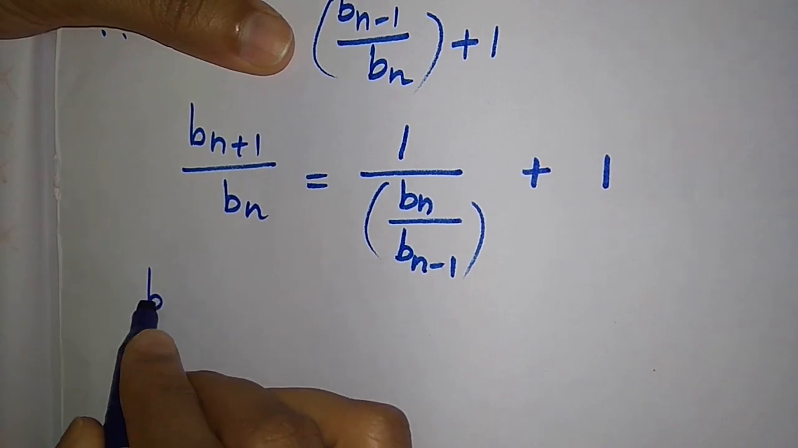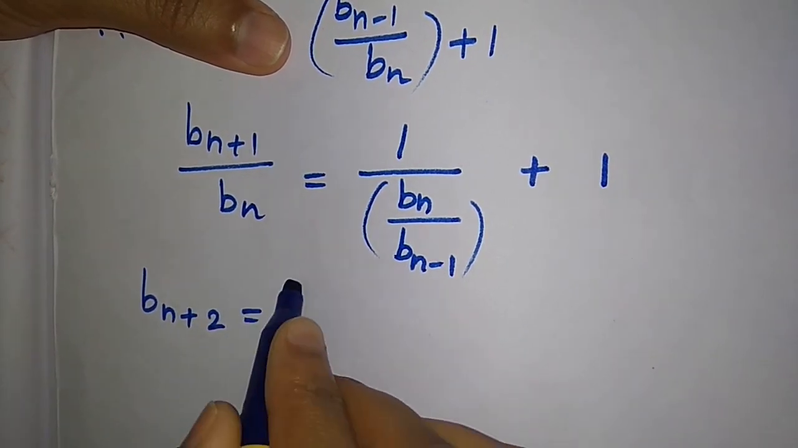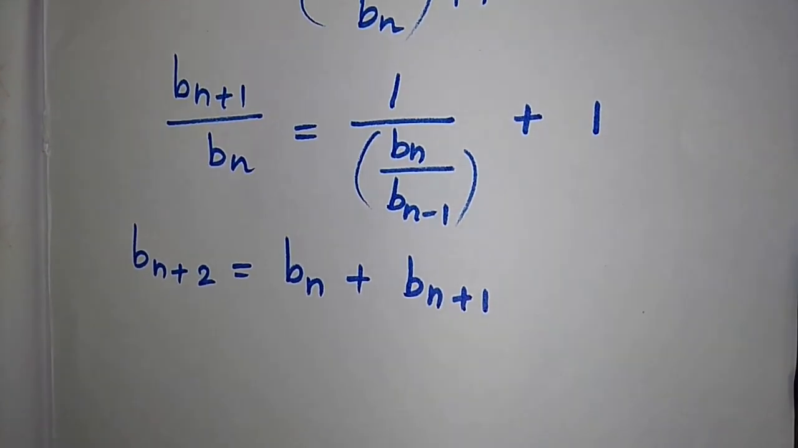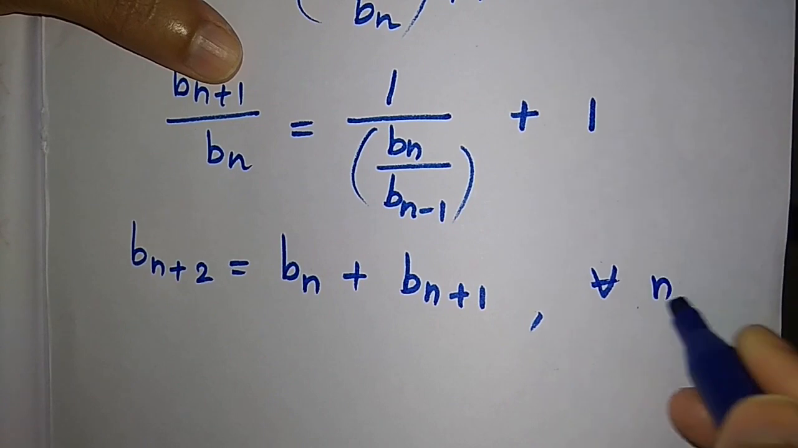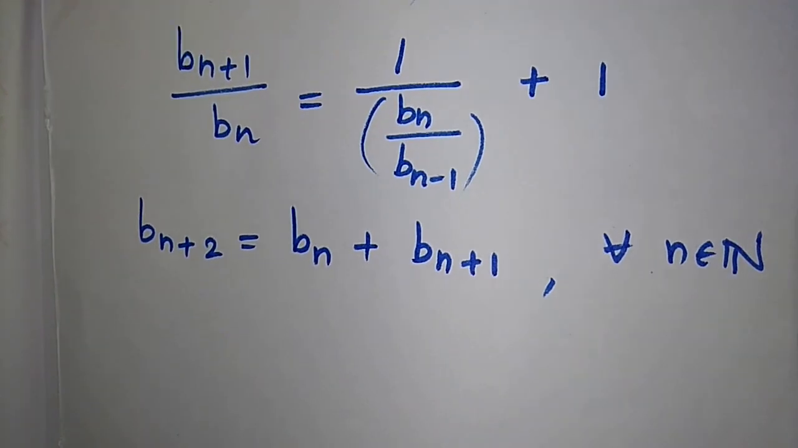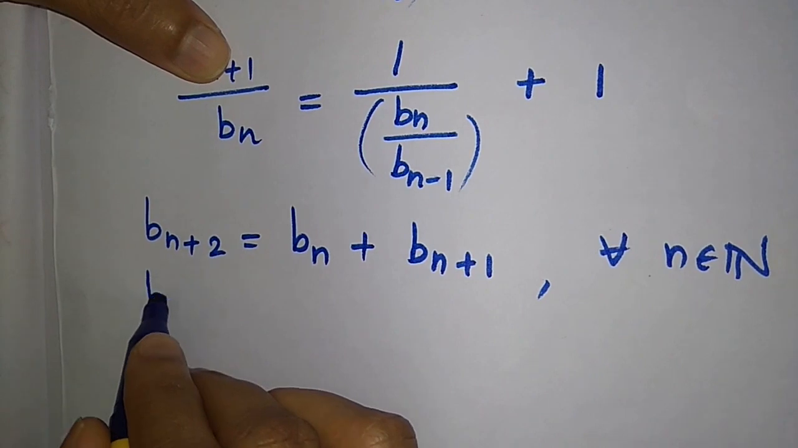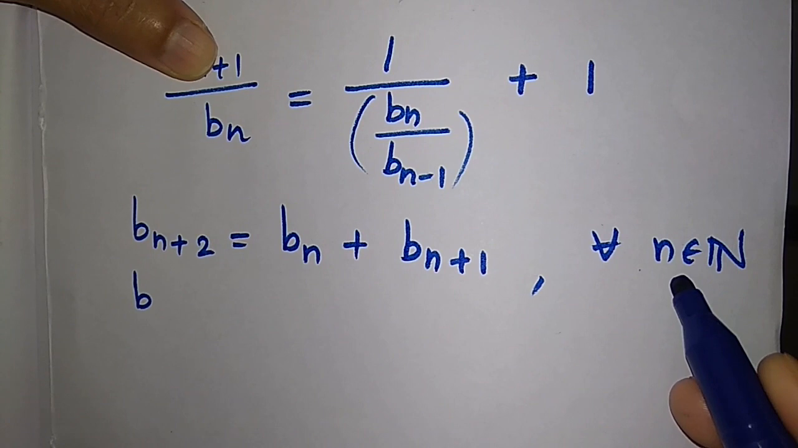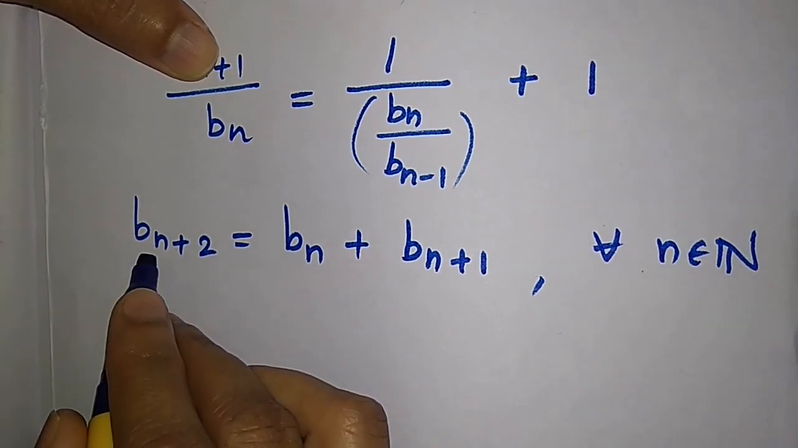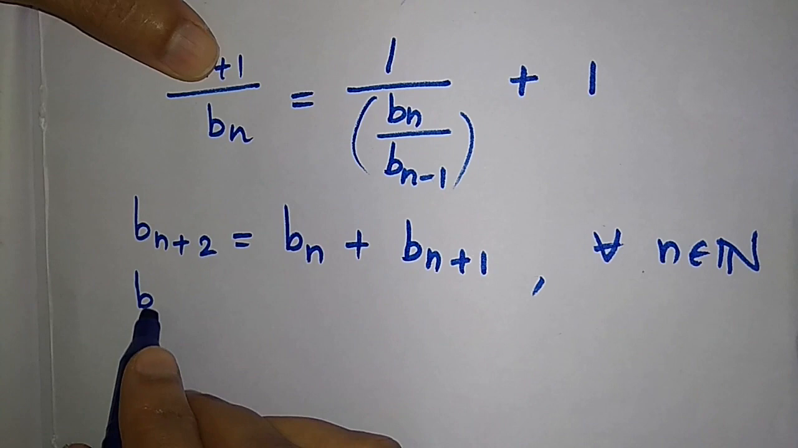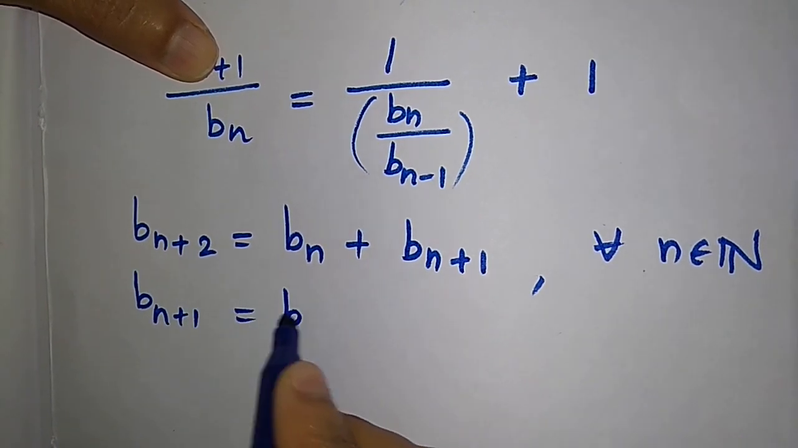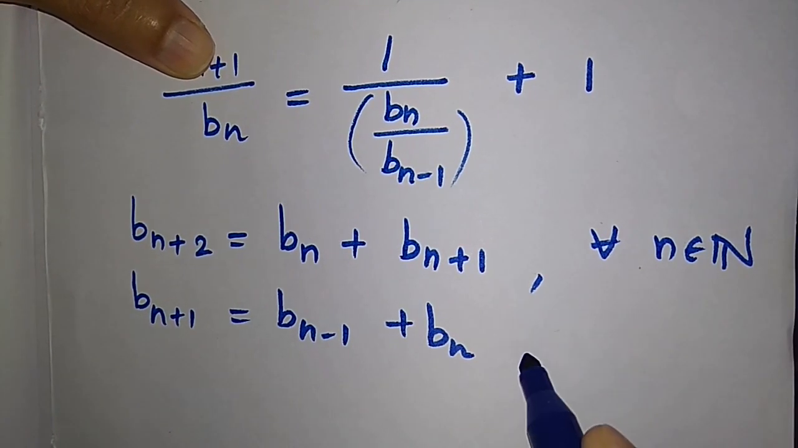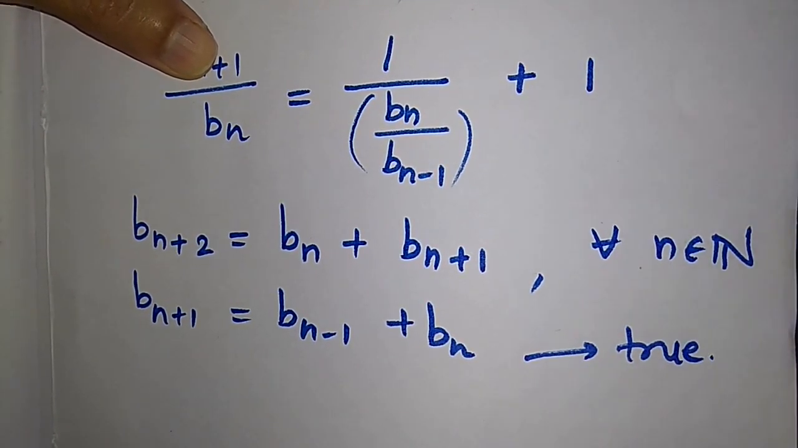Now see that this bn plus 2, we have given this bn plus 2 is the same as bn plus bn plus 1, correct? And this is for all n belonging to the natural numbers. So just replace this n by n minus 1, because it is true for all n, so it must be true for n minus 1. So when you replace n by n minus 1, we will get bn plus 1 is equal to bn minus 1 plus bn, correct? So this is also true for the given sequence bn.